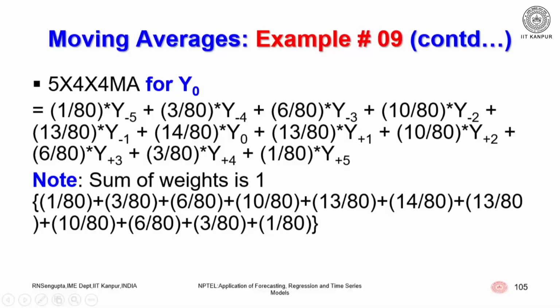So, 80 comes in the denominator for the weightages, and the corresponding weightages would be, because we have started with y minus 5 to the left and ended with y plus 5 on the right. Hence, the weightages are 1 by 80 for y minus 5, 3 by 80 for y minus 4, 6 by 80 for y minus 3, 10 by 80 for y minus 2, 13 by 80 for y minus 1, 14 by 80 for y naught, 13 by 80 for y plus 1, and I missed something.